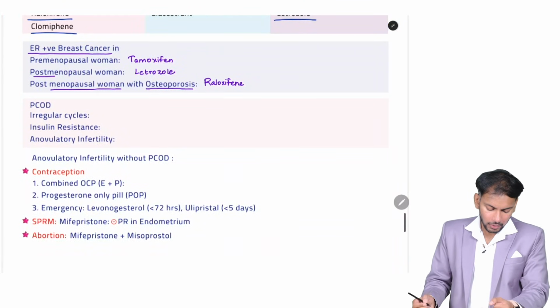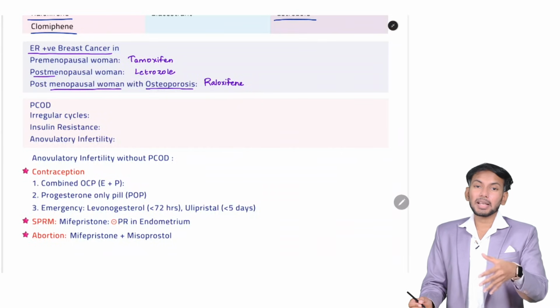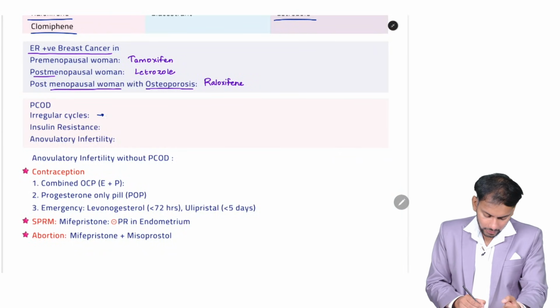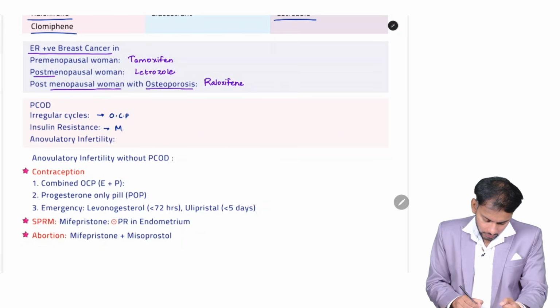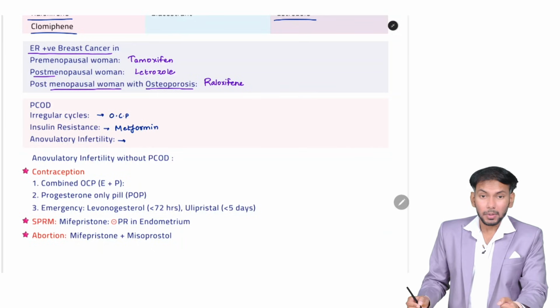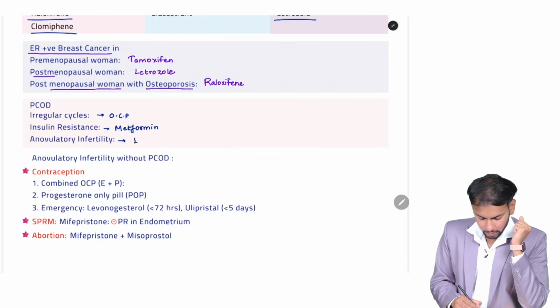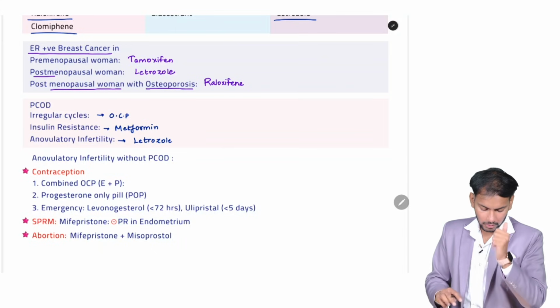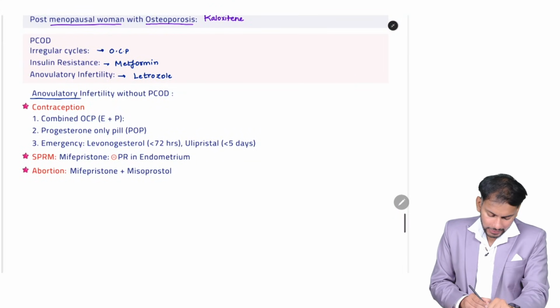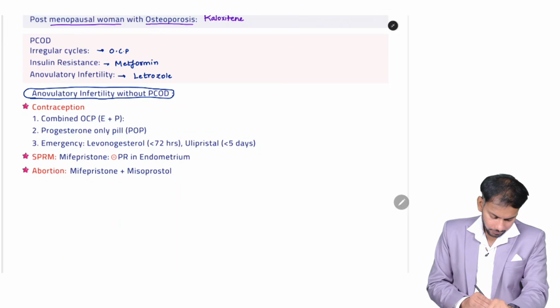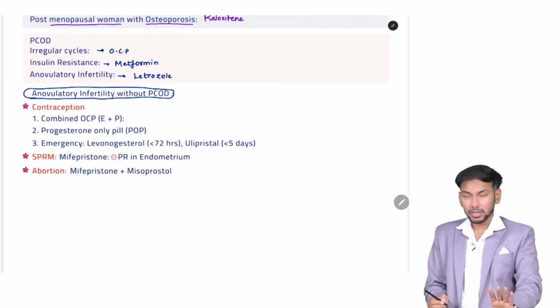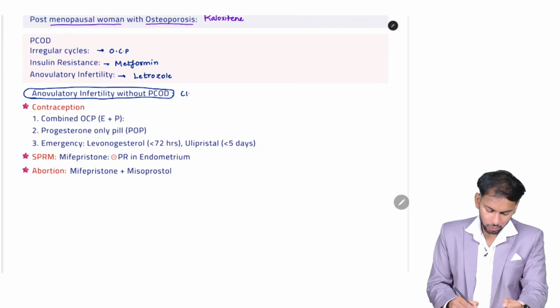Okay. Now, coming to PCOD. In PCOD, the woman has irregular cycles. The drug of choice for irregular cycles is OCP. She will also have insulin resistance. The drug of choice is metformin. She will also have anovulatory cycles. Because of this, it will cause infertility. Now, which drug will you use here? It is supposed to be letrozole. Now, coming to anovulatory infertility without PCOD. She has anovulatory infertility, but this time she does not have PCOD. Here you can use clomiphene.